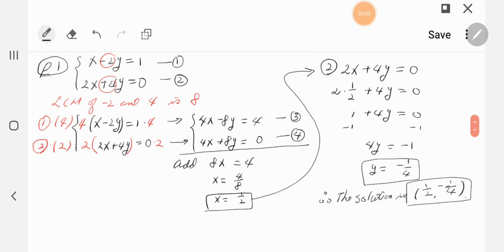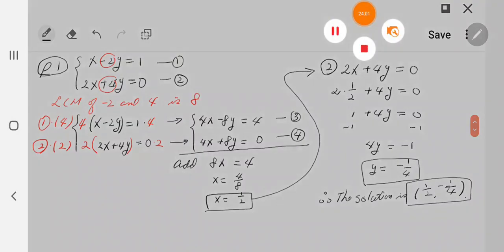Okay, simple, no? So elimination is really simple and powerful. We will eliminate variable x or y by making the same coefficients, so you have to find the LCM. Make the coefficient of x or y the LCM of those coefficients so that you can multiply, and the coefficients will have the same value with different signs. Okay, let's try example 2.